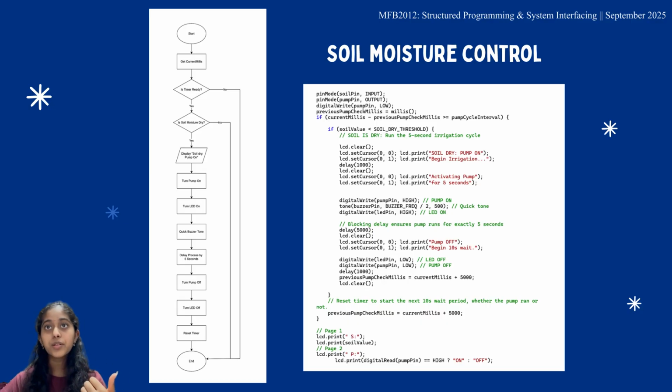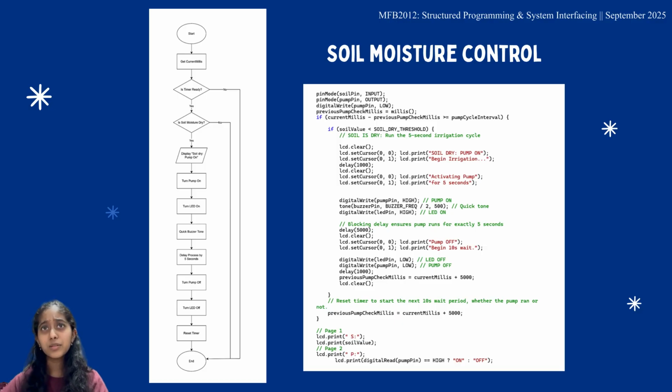Then the pump would be turned on, the LED will be turned on, and there'll be a quick buzzer tone. The process will be delayed for 5 seconds, so that means the pump is going on for 5 seconds, and then the pump will be turned off, the LED will be turned off, the timer will be reset back to 0, and then the system will come to an end.